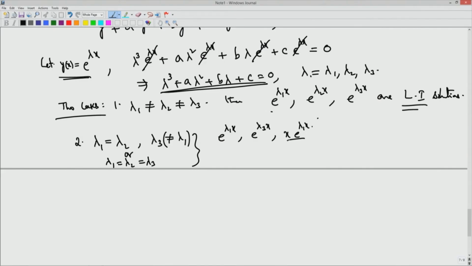So, you can see that using that, x into e power lambda 1x is also a solution. Okay. So, this is one solution. If it is repeated, x into e power lambda 1x is another solution. And the third one is because it is repeated. Okay. And this is in this case.